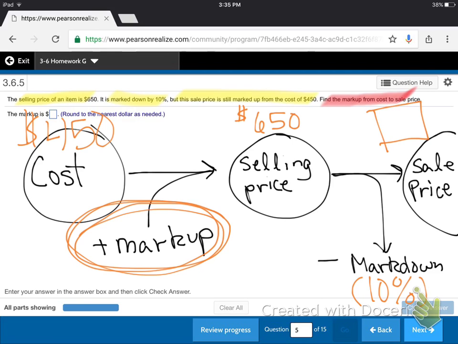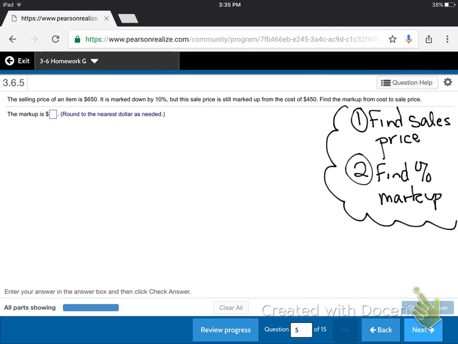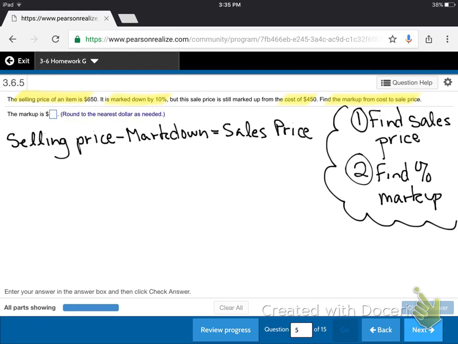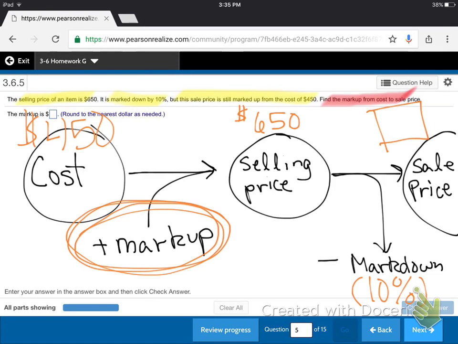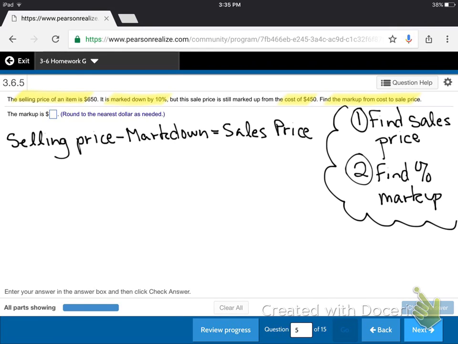So we have to fill in the missing pieces. We need to find markup. We have the markdown, and we'll need all that information to find the sales price. In order to solve this problem, we need to find the sales price, and then we need to find the percent markup between the cost and the sales price. Highlight important information again. To find sales price, selling price minus markdown is sales price. We just looked at that right here.